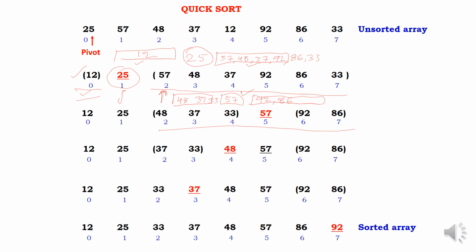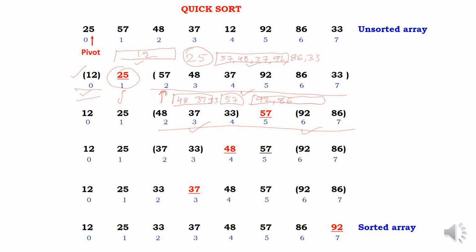57 is fixed in its proper position. Left side there is a partition, right side there is a partition. Left side partition contains values less than 57, right side partition contains values greater than 57. Now we repeat the same procedure on left array and right array. So we apply quicksort method on left array and we apply quicksort method on right array.